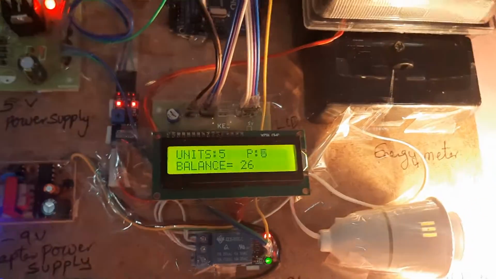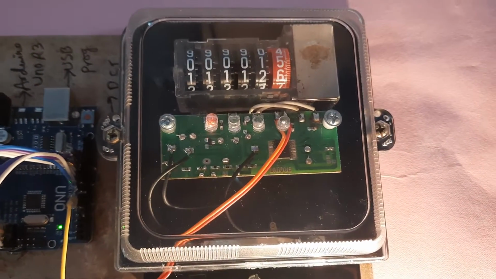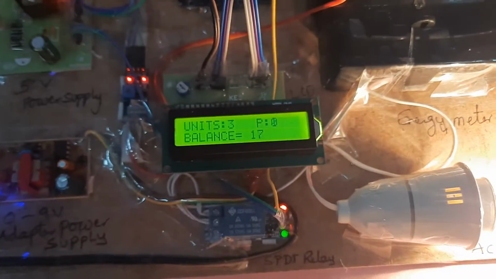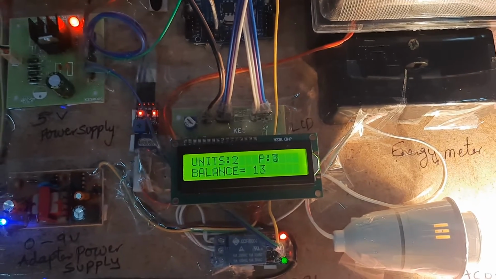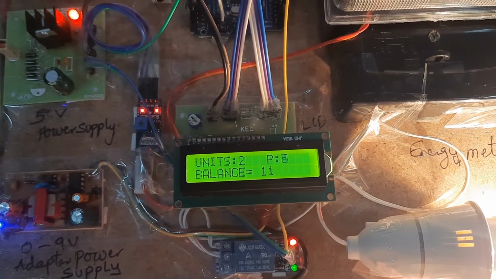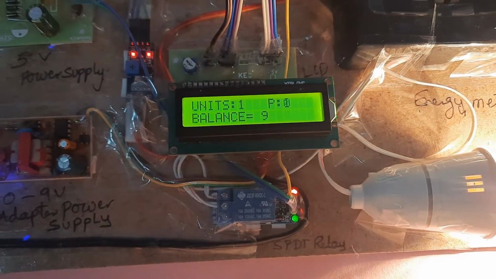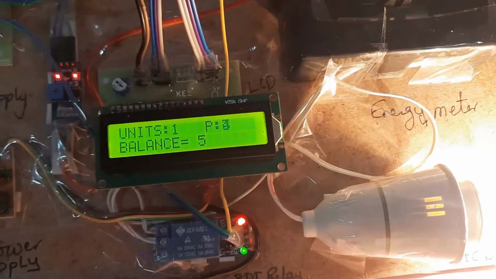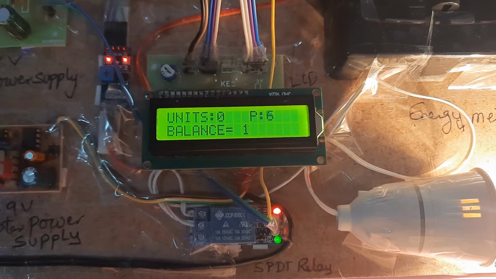Whenever pulses come from the energy meter, those pulses we give to the Arduino board. The Arduino board will calculate, and whenever it reaches the amount, 100 rupees recharge success, then low balance. Low balance, please recharge. So units is 0, balance is 0.